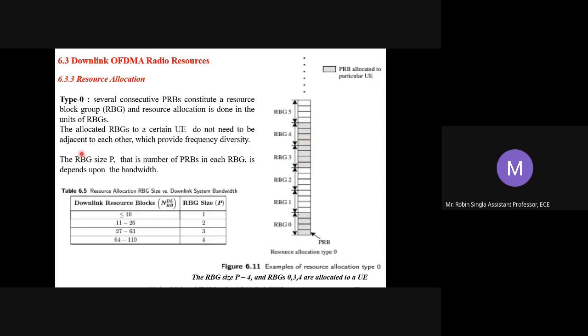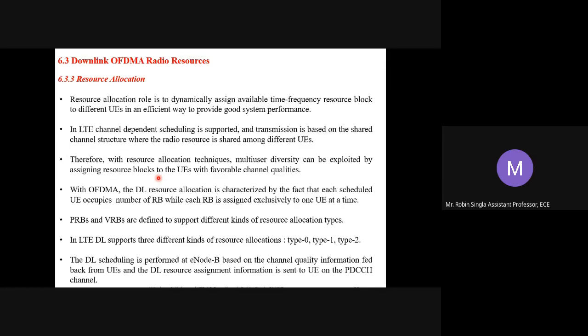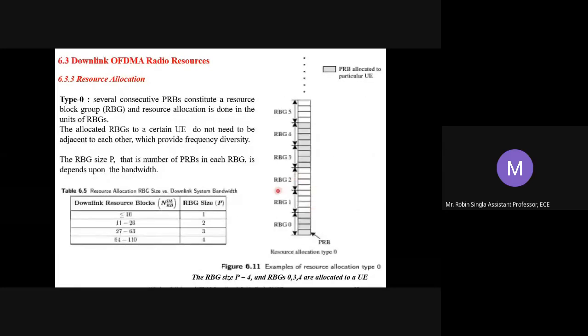Another point is, it is not necessary that these RBGs are adjacent to each other, because as we see here, they will decide resource blocks from the feedback based on the favorable channel qualities. So it is not necessary that they would be adjacent to each other, which will provide frequency diversity.